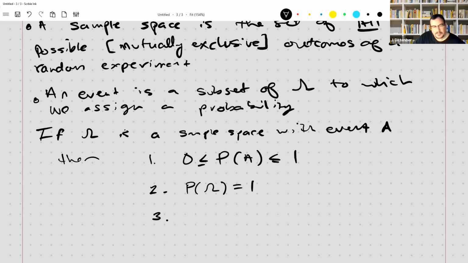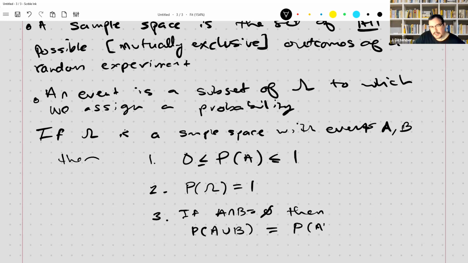And then we've got additivity, which is that, with events, let me add another event, A and B, if the intersection of A and B is empty, then we can find the probability of both of them happening or one of them happening. So the probability of the union is equal to the individual probabilities added. Okay, and that's it for now.